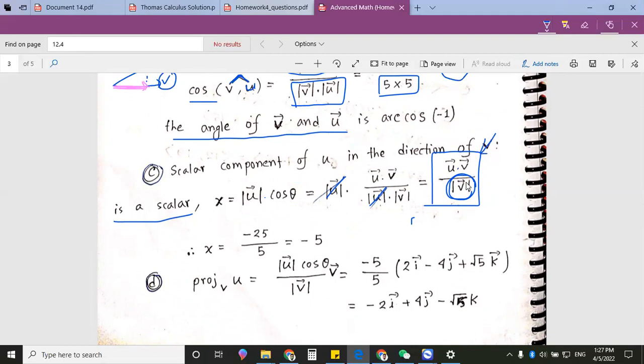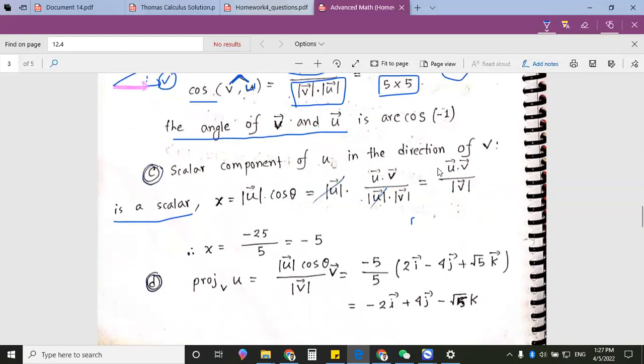Okay, can you understand? Yeah, I get it. Okay, if it was the scalar component of v in the direction of u, we could write down here u, maybe. I'm not sure, but maybe that is the most probable way.